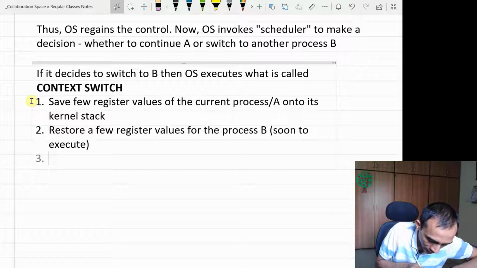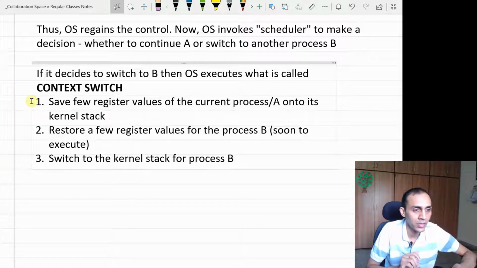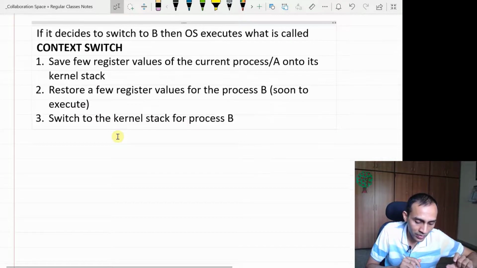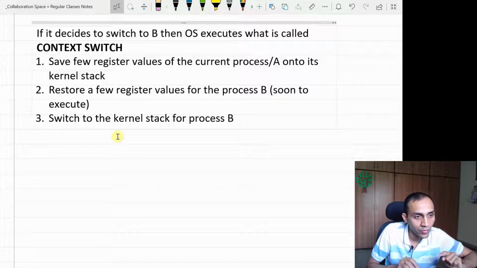And then it will switch to the kernel stack of B. As I said, per process there is a kernel stack. So for process A there will be a separate kernel stack, and for process B there will be a separate kernel stack. When process A is running, the stack pointer register will be pointing to the kernel stack of A. And when it has to switch to another process, the stack pointer register value will be changed so that it now points to the kernel stack of process B.